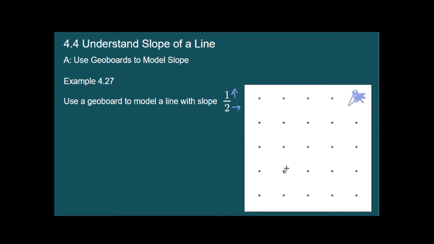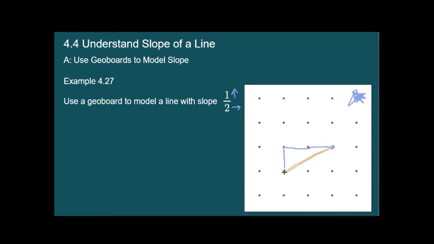So I'm going to start right here. And then I need to go up 1, and to the right 2. 1, 2. So this is my ending point. And then my line is actually the line that connects those 2 points.